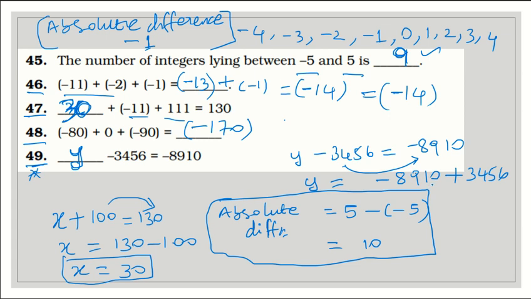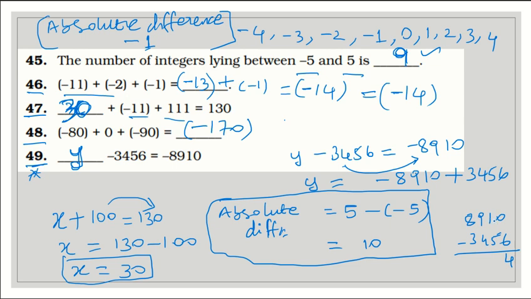Now you know how to do the simplification of this. Minus 8910 added to 3456, which is positive, and it is done. One negative, another positive integer. So we do the difference. You know the difference is 8910 minus 3456. You are finding the difference. 0 minus 6 can't be done. So 10 minus 6 is 4.